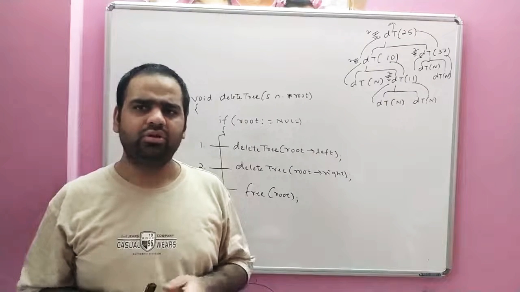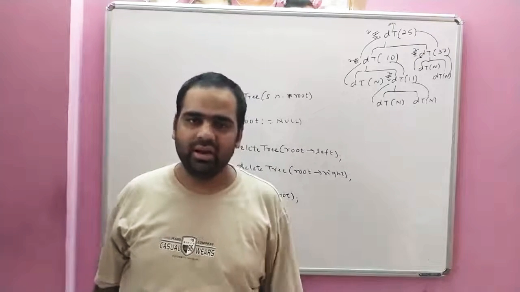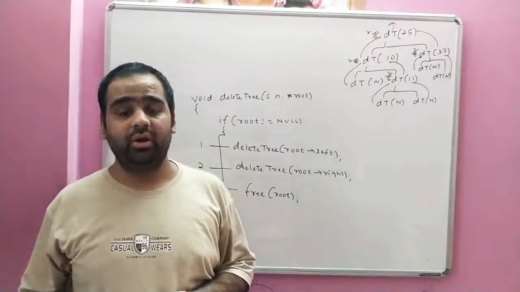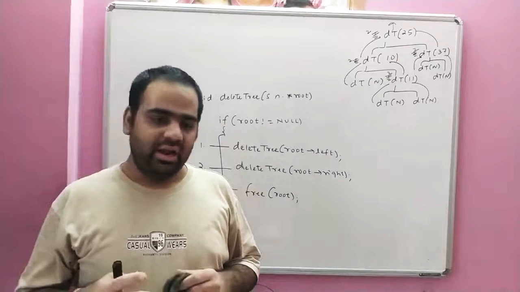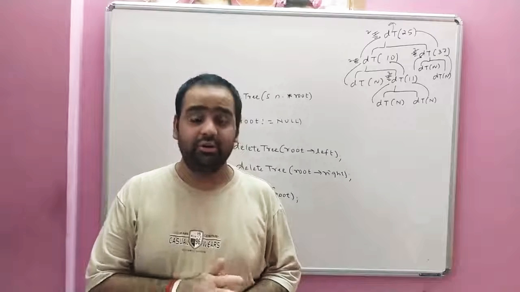We use the post order traversal. Deleting the tree is always done using post order or level order, and I said why in order or pre-order doesn't work over there. And this completes the chapter for the binary trees.